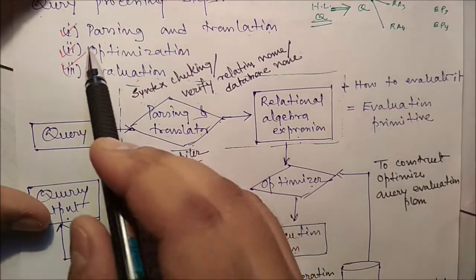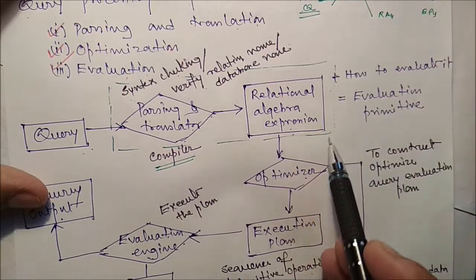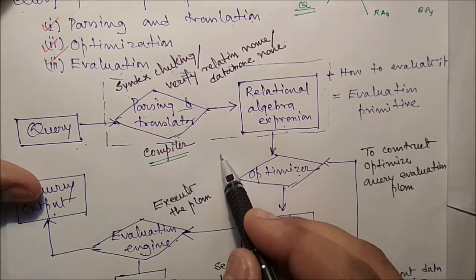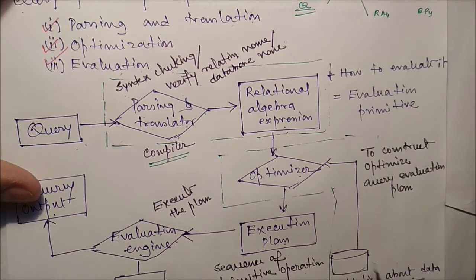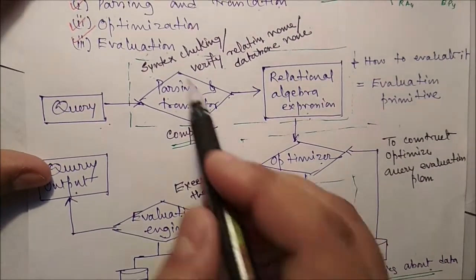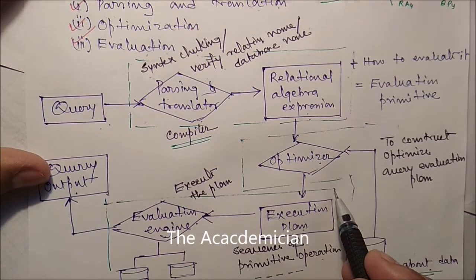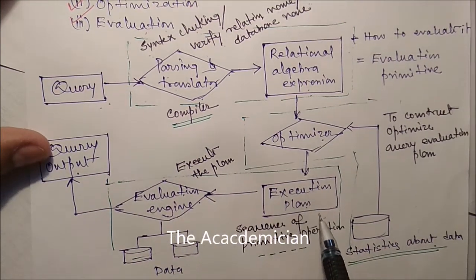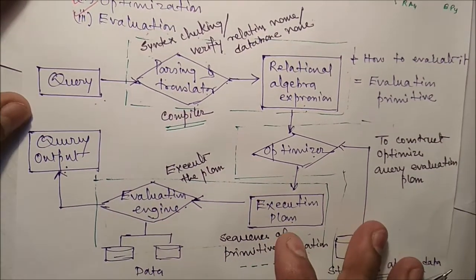Okay, so already you know the three basic steps are there. Parsing and translation. Next is optimization. Next is evaluation. This particular part is the evaluation part, and finally you can get the output.